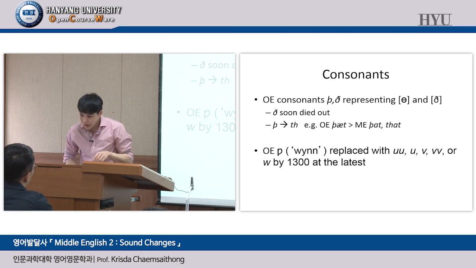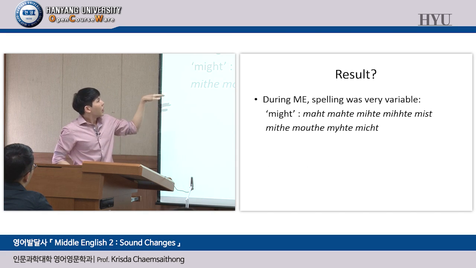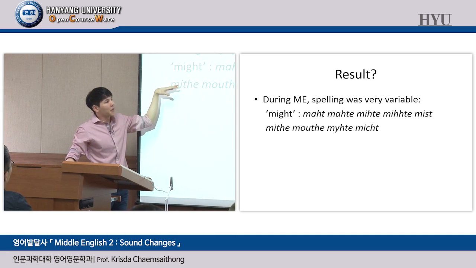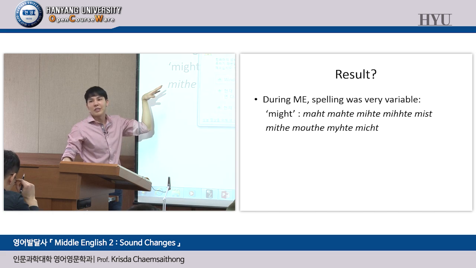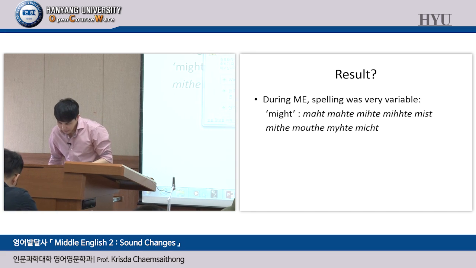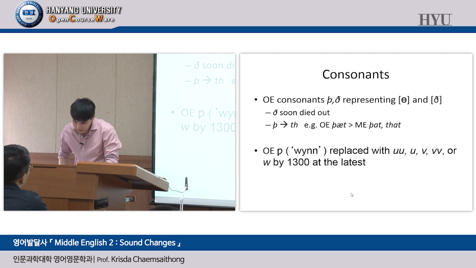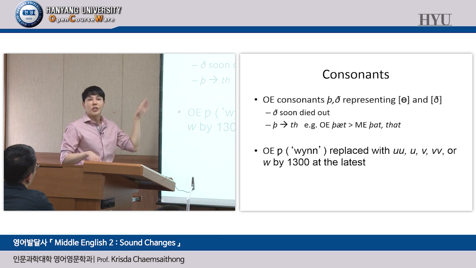Where are we? So now we are here. One word like might could be spelled in perhaps 8 or 9 ways. Now the details of spelling changes. Consonants first.